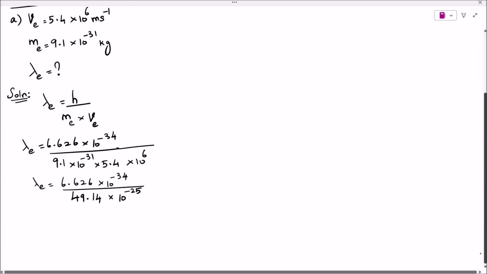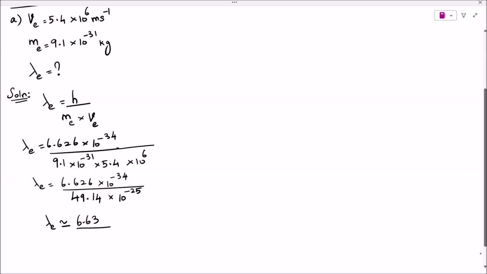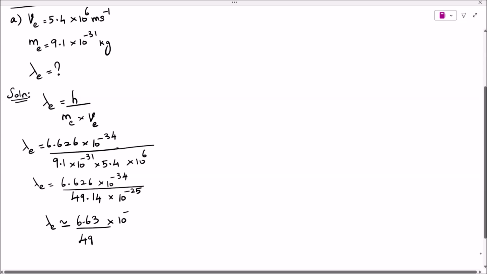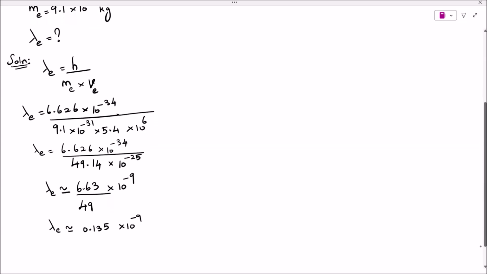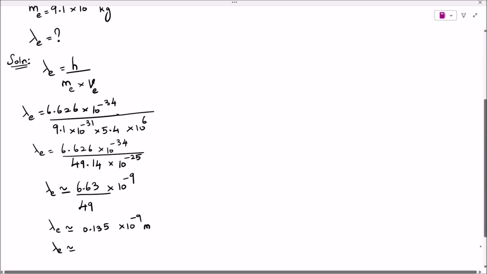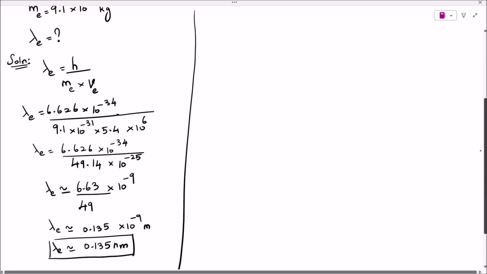Now let us do some approximation to make the calculation simpler. 6.626 is approximated as 6.63 and 49.14 as 49. 10 power minus 34 plus 25 is minus 9. 6.63 divided by 49 is 0.135 × 10^-9 meter, because the unit of wavelength is meter. 10^-9 is called nano, so it is 0.135 nanometer. So we have calculated the wavelength of the electron.